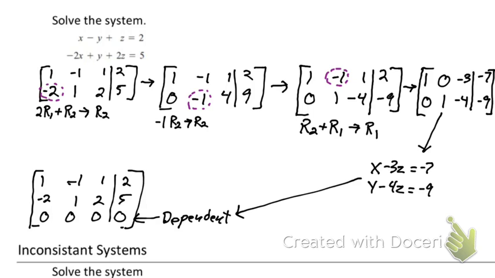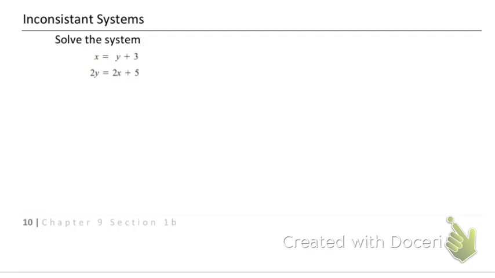All right, the last thing we're going to talk about is inconsistent systems. Inconsistent systems are ones where the variable drops out, but you have a false statement. We should be able to see that as we solve this one. Before I start solving this, I want to make sure the variables are all on the left-hand side. So I'm going to rewrite that top one as x minus y equals 3. And that bottom equation, I'm going to have negative 2x plus 2y equals 5.